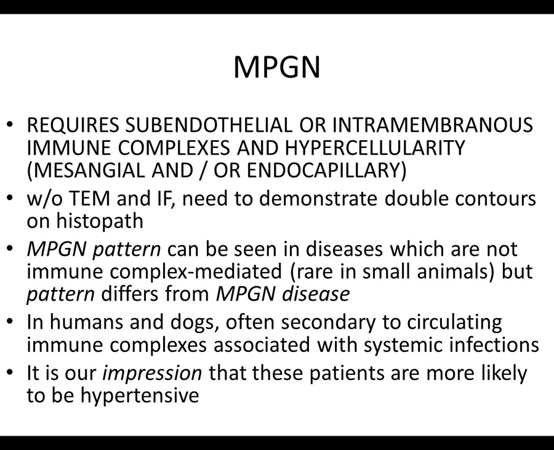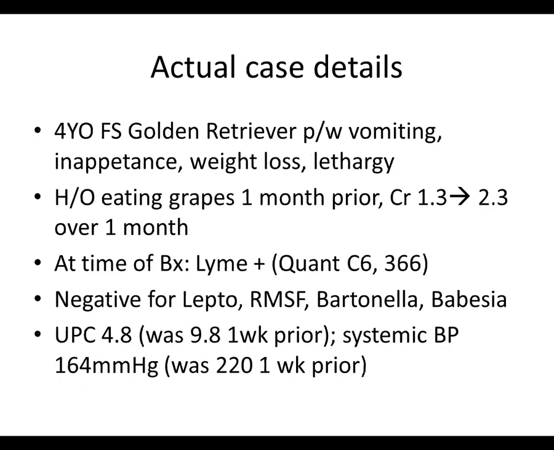Again, it's our impression at the IVRPS that they're more likely to be hypertensive than other kinds of proteinuric kidney disease. This particular patient was Lyme positive. She has the random history of eating grapes 1 month prior, which ends up probably not being related to why she presented, but you always have to take into account that there was some history of eating grapes. Her UPC was 4.8, but it had been around 10 1 week prior to biopsy, and she had been hypertensive 1 week prior to biopsy.